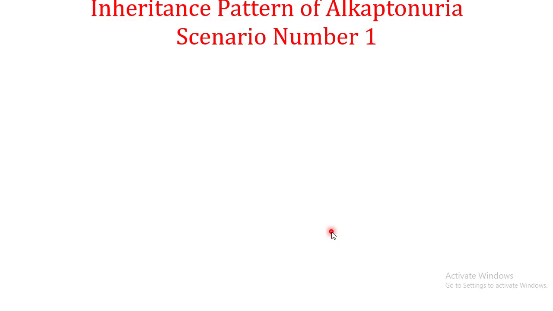Now, in this particular video, I want to focus on the inheritance pattern of Alkaptonuria. As we are talking about genetic diseases, we have to talk about the different inheritance pattern scenarios of Alkaptonuria, that is, how the genetic makeup of the parents can lead to different types of offspring for Alkaptonuria. So we are going to start with the very simple one.